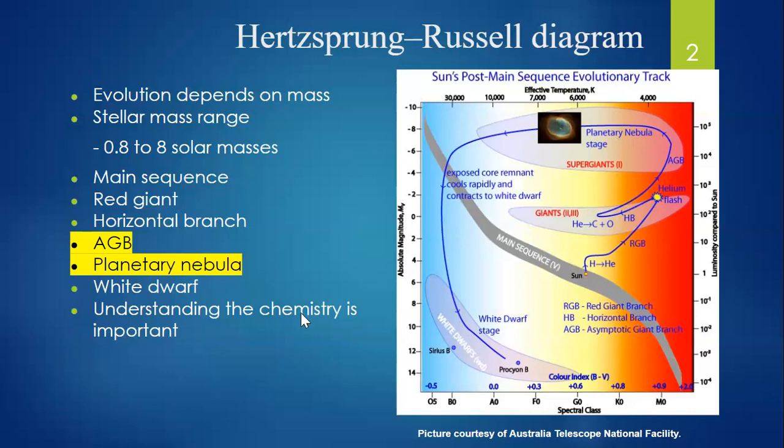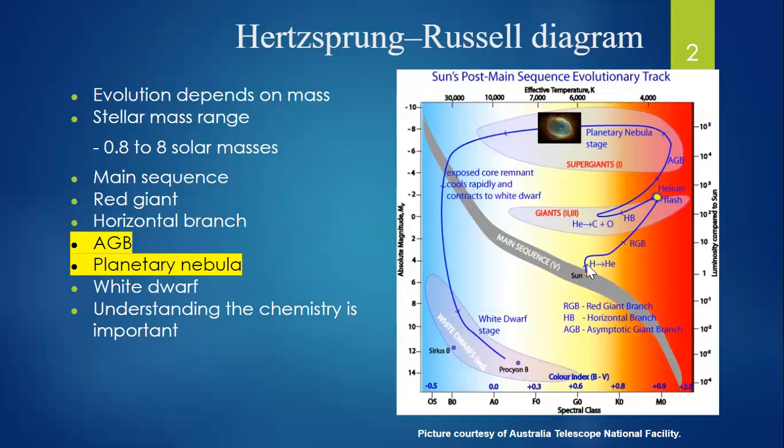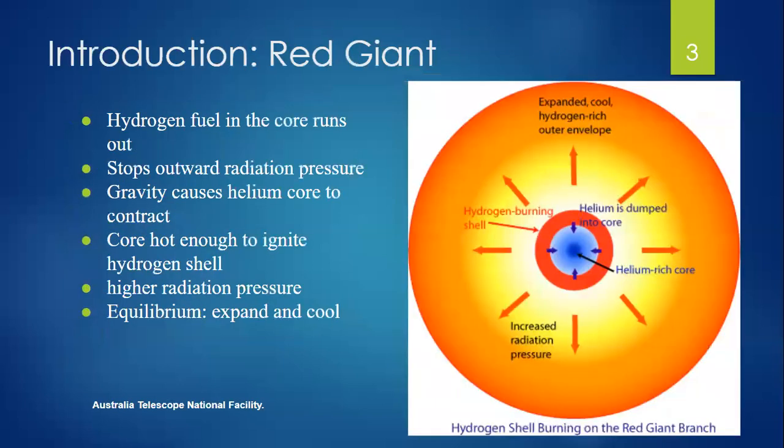And so understanding the chemistry is important to how these stars are going to evolve over time. So, introducing the red giant phase: backtrack to the main sequence, all stars have hydrogen burning in their core, but eventually that energy runs out. Eventually you run out of hydrogen to fuse to make helium, and so you'll go into the red branch phase or red giant phase. So in the red giant, the hydrogen fuel in the core runs out.